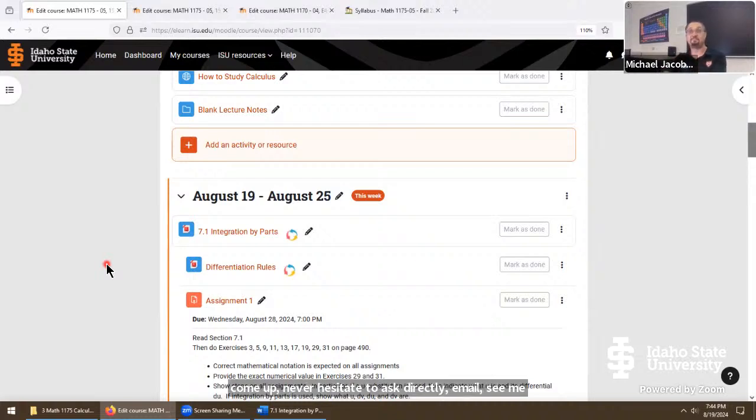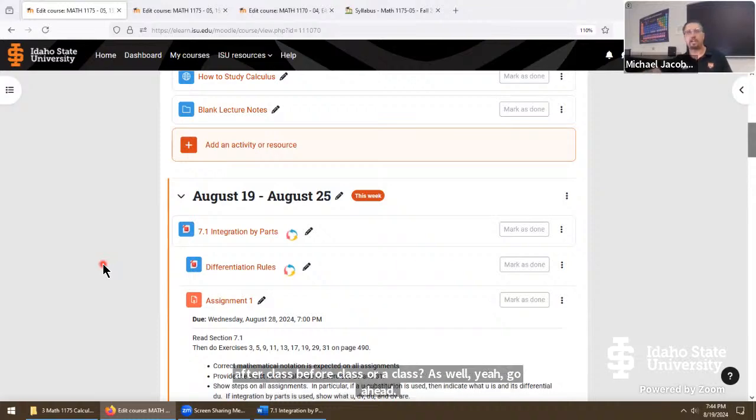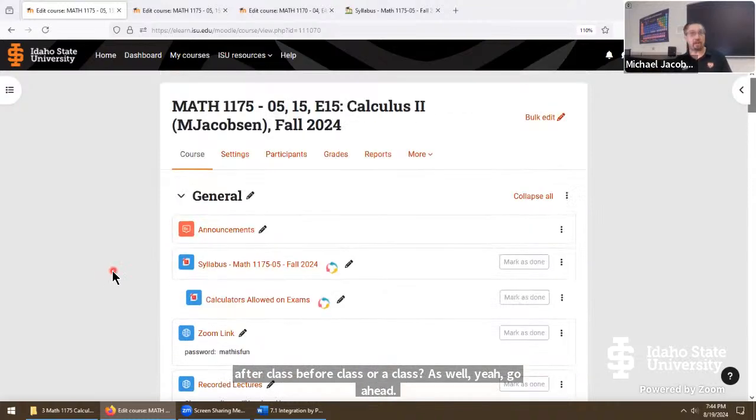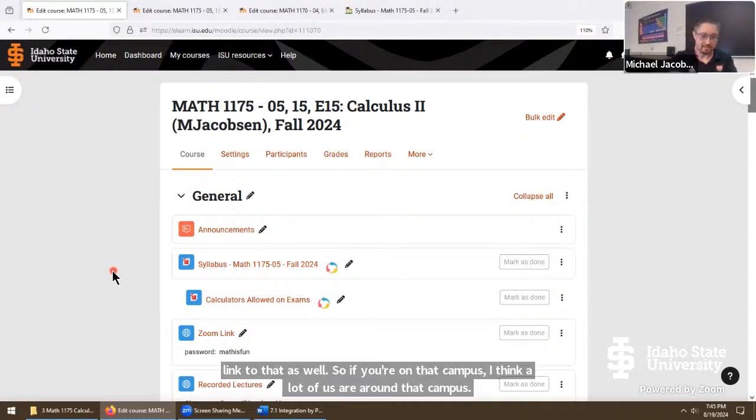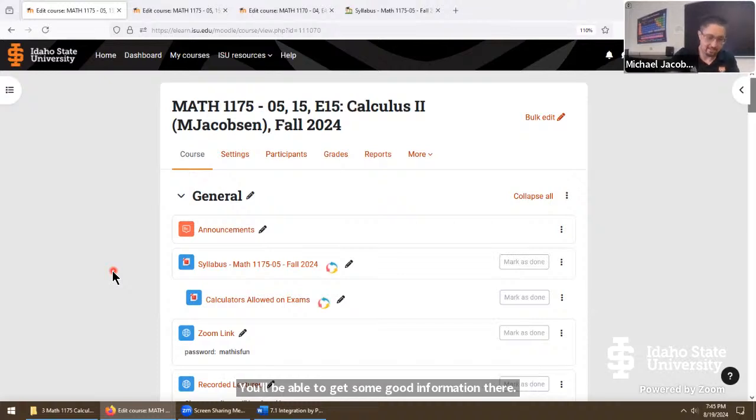Yeah, go ahead. So Pocatello has a student center. Are the office hours listed here somewhere for that? Oh, not in here, but I could add them. They generally have very good coverage on Pocatello, Monday through Friday. I think Friday it's a little bit reduced in the evening, but they do have great coverage. I'll post a link to that as well. So if you're on that campus, I think a lot of us are around that campus, you'll be able to get some good information there. So you're very welcome. Thanks for mentioning those things.